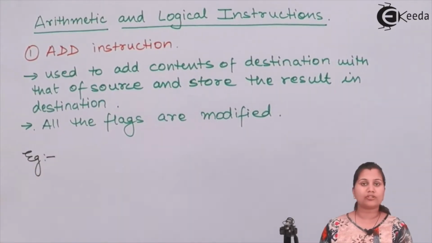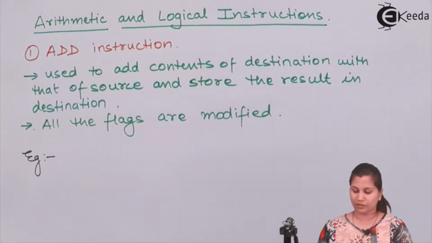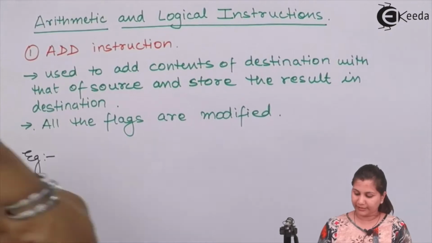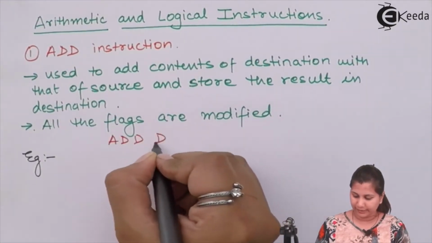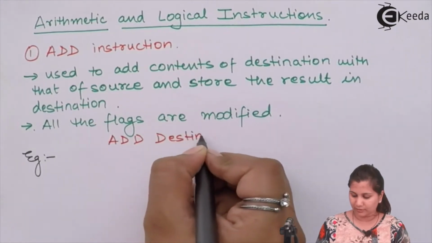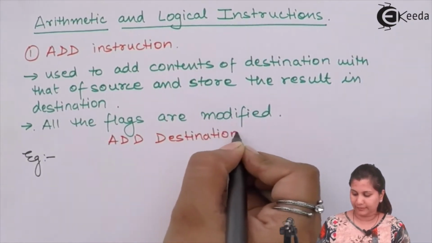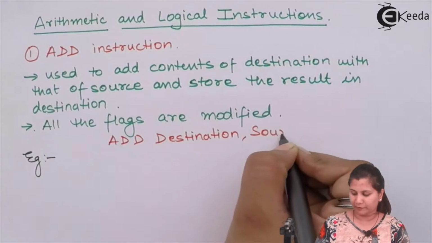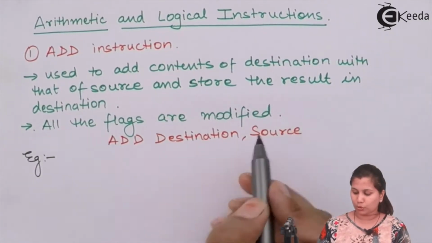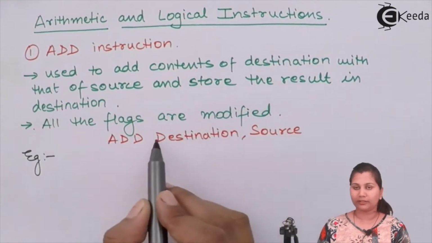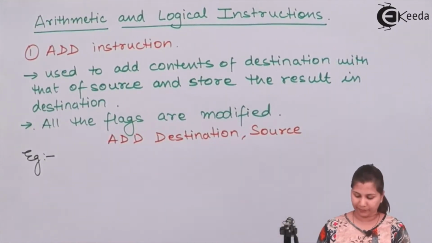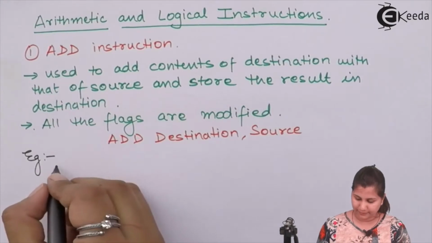If we talk about the general format of this instruction, then generally it is written as ADD, then the destination is written, and then the source is specified. So the source is added with the destination and the result is stored in the destination itself. Let's take examples.